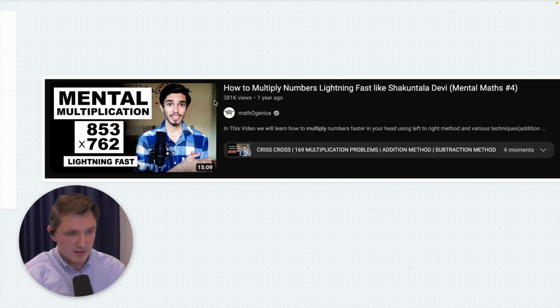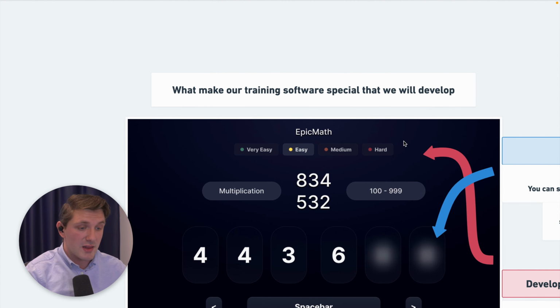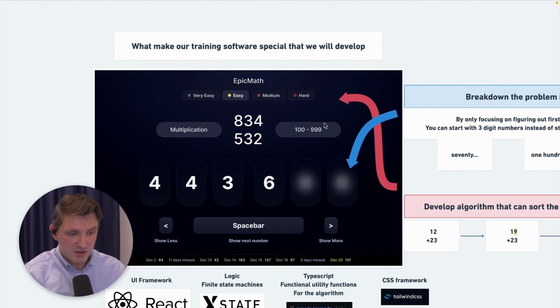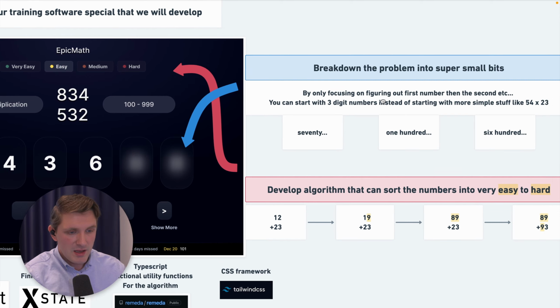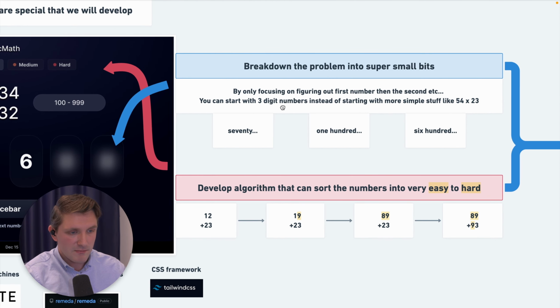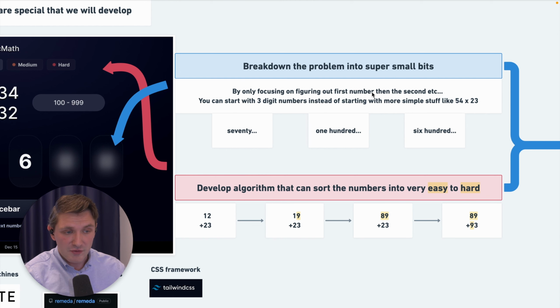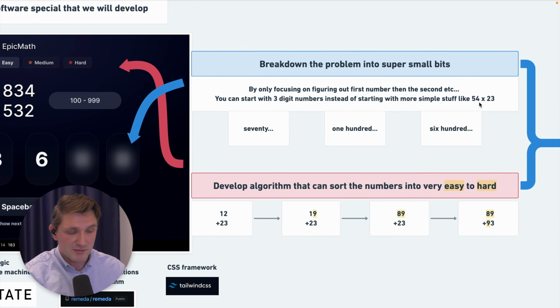And yeah, it's a similar technique. So the software we're going to develop, the reason why I think it's special compared to just doing it online or having a calculator or something like that, is that we will break down the problem into super small bits, right? So if we go from the blue arrow here, by only focusing on figuring out the first number, then the second, we can start with 3-digit numbers instead of starting with simple stuff like 52 times 23, right?